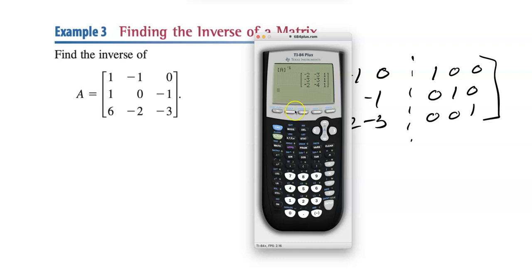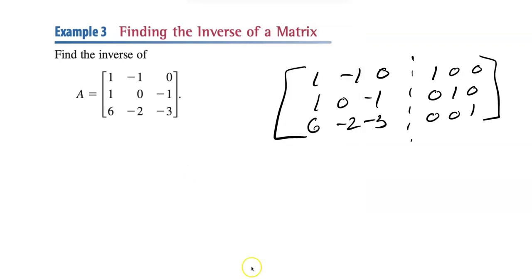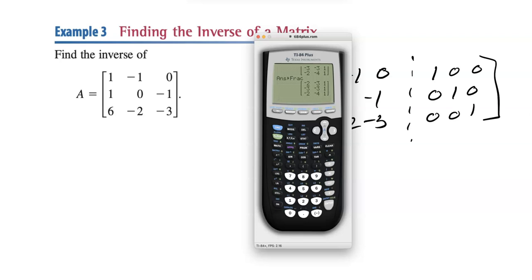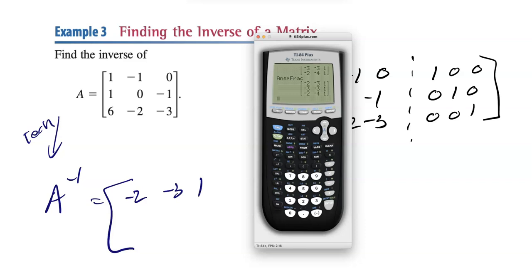A lot of times you get decimals, and it's much easier if afterwards you press math and then fraction. Things like that. Actually, to show you, well, first, let's write down our answer. So our inverse here, using the calculator, we're going to use technology, is negative 2, negative 3, 1, negative 3, negative 3, 1, negative 2, negative 4, 1. Like that.